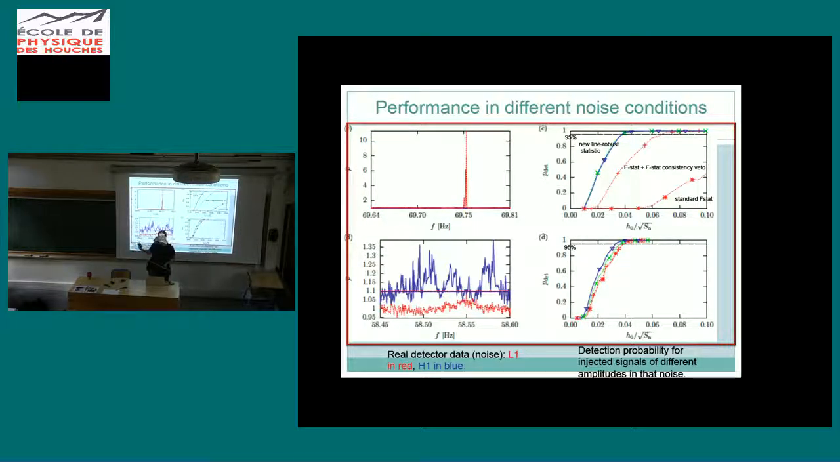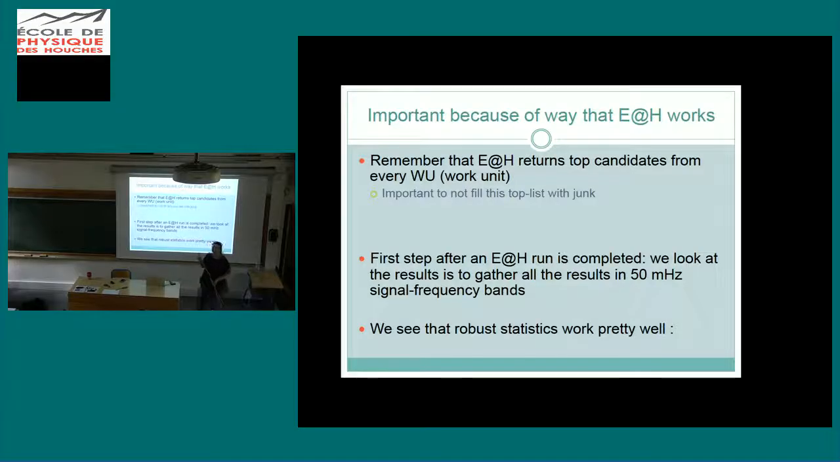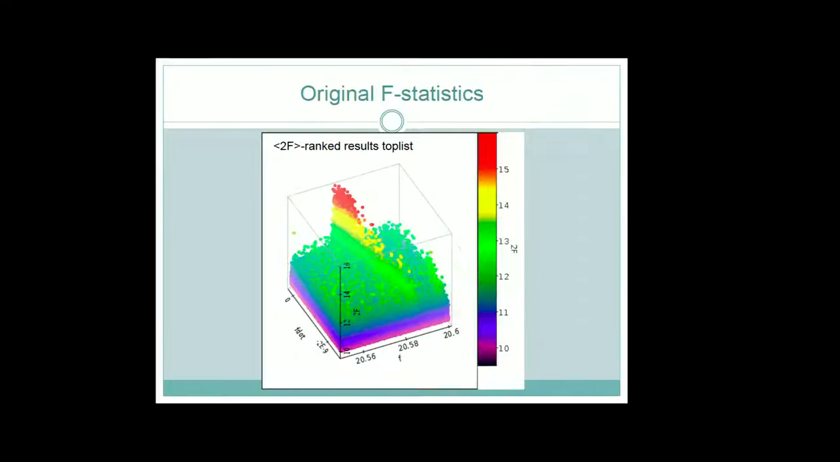So these are just examples that show how the detection statistics perform with different types of disturbances. We don't have a lot of time, and there's nothing here that adds to the concept, so I'm going to move on. I want to give you the idea that it's important in real data to move beyond the naive Gaussian noise hypothesis. This is important because Einstein@Home returns to us, the people who do the data analysis, only the top candidates, and we don't want these to be polluted by garbage.